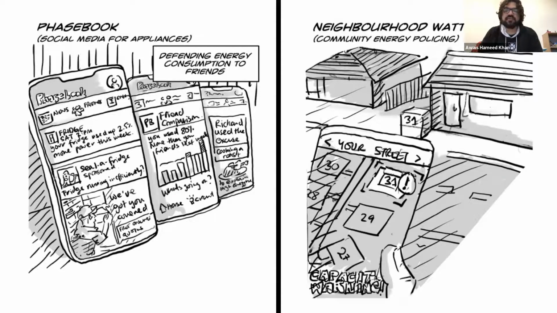Facebook is a social media service for appliances where devices talk to each other and document and share energy consumption patterns, give ads for maintenance and other services, and share consumption metrics with your peers. While Neighborhood Watch is a community energy policing system that allows individuals to socially police their neighbors' energy consumption or even anonymously complain about their consumption to the local authorities.